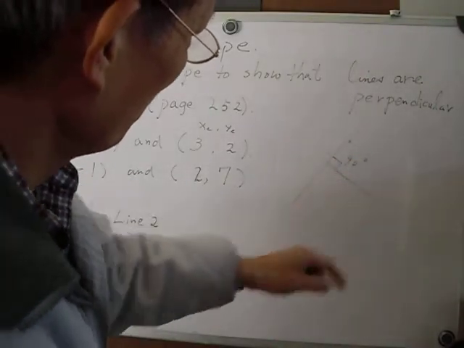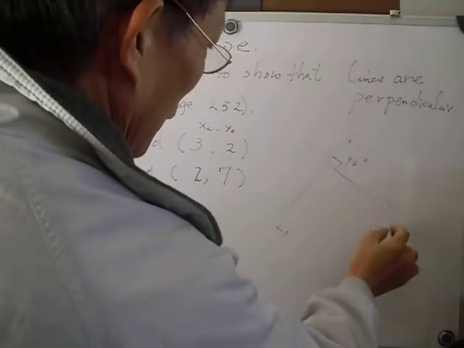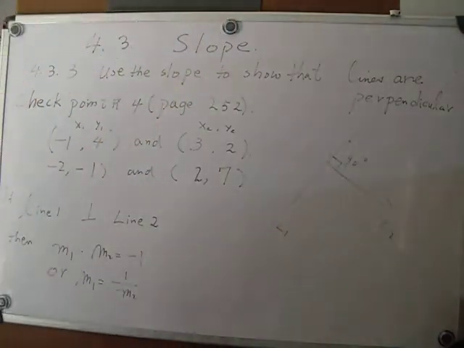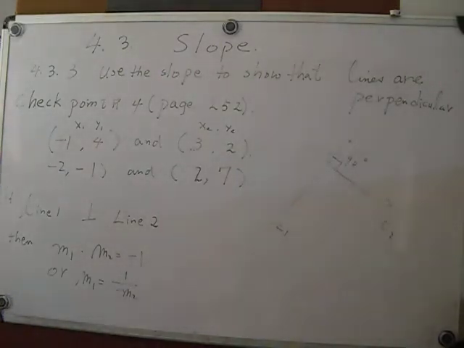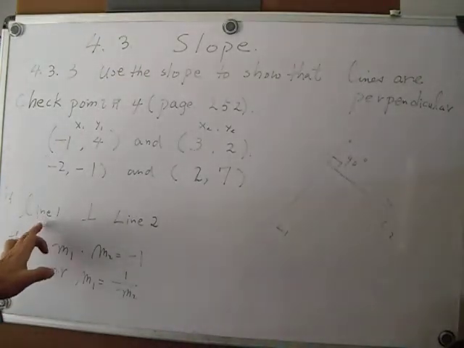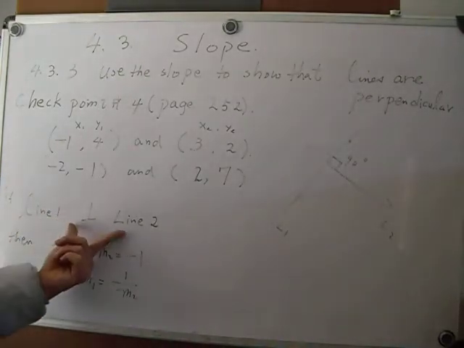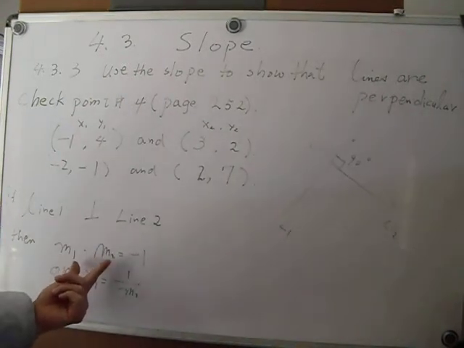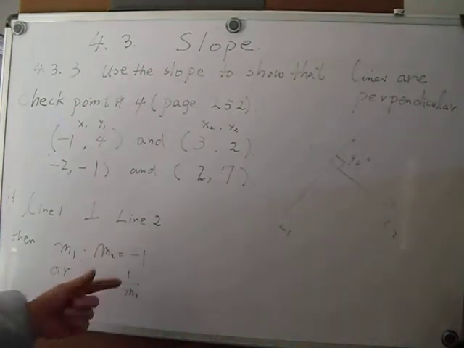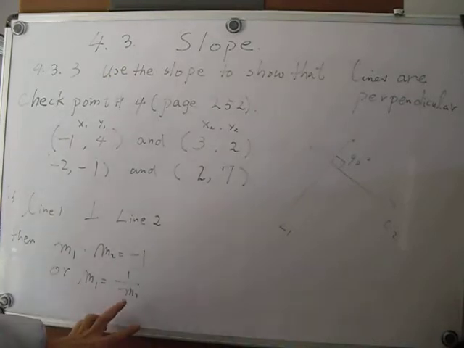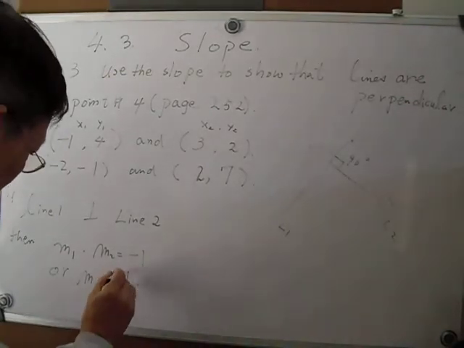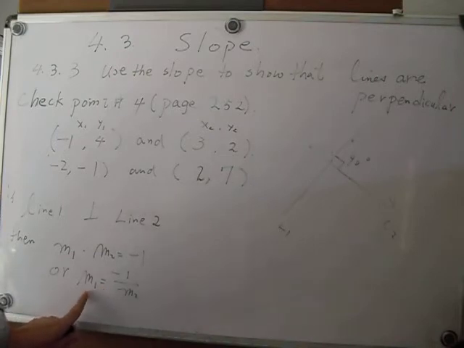Okay, these are called line 1 and line 2. They are perpendicular. In our textbook, page number 251, the definition there says if two lines are perpendicular to each other, then the product of their slopes is -1, or their slope will be the negative reciprocal of the other slope. This is a negative reciprocal.